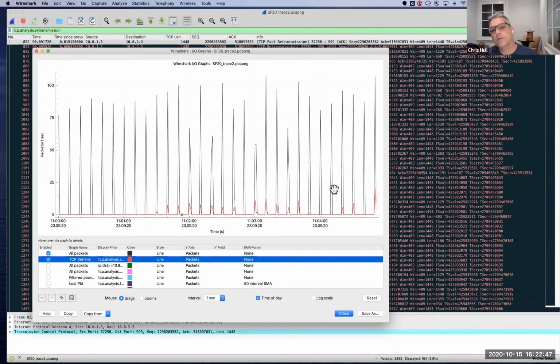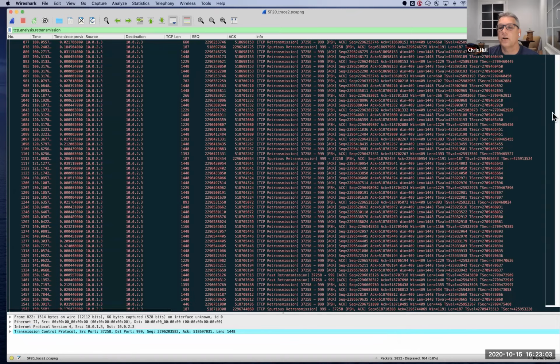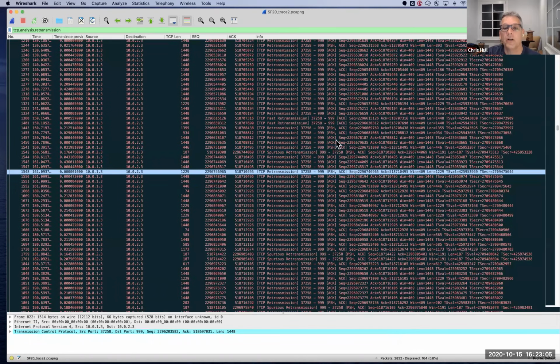5.8%. By the way, if we ignore the first 30% of this, the actual retransmission rate once we get into this problem was closer to about 8 or 9% retransmissions. All right, let's just go. I'm just going to jump into the middle of this.